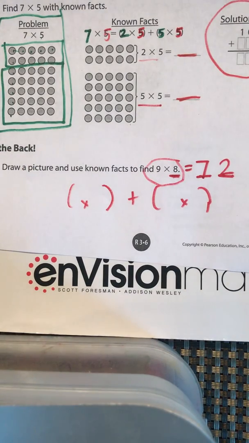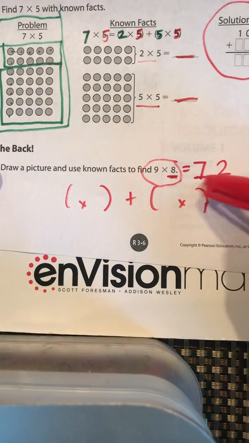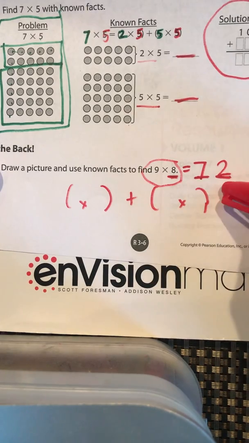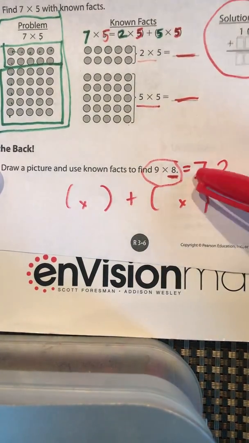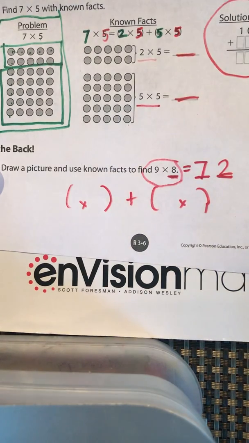Whenever you're multiplying something by 9, whenever you look at your final answer, make sure that those 2 digits added together equal 9. It's a good way to check your work. And the first digit should be 1 less than what you're multiplying by.